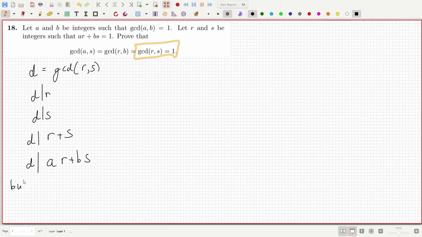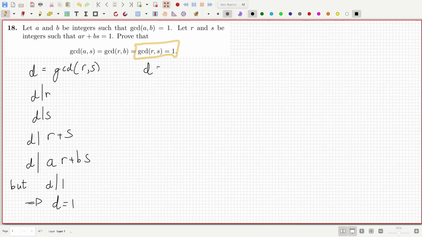But this piece here is 1, so that means D divides 1, which conclusion then is D has to be 1. You can do similar logic here.